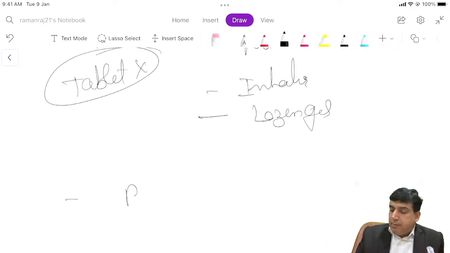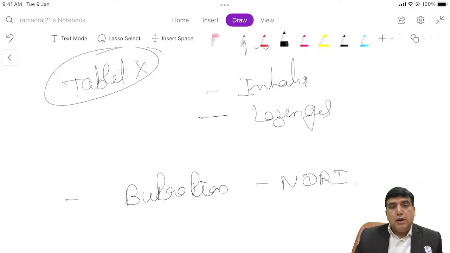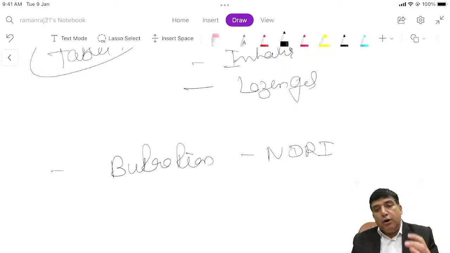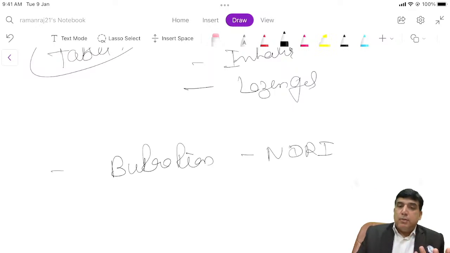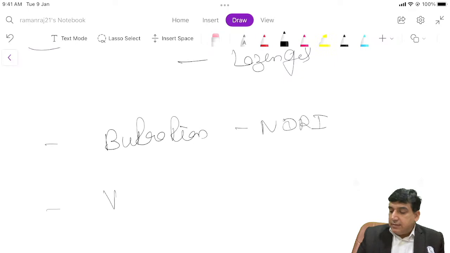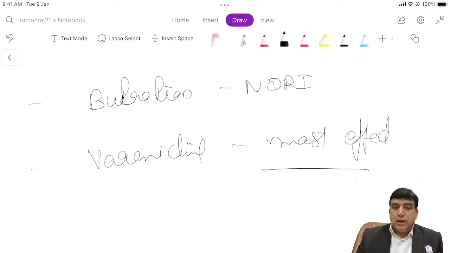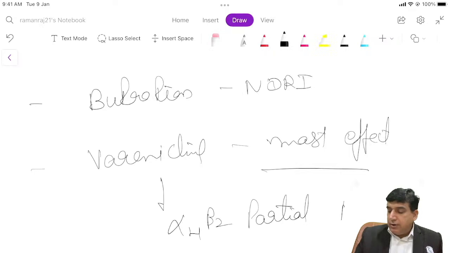And bupropion is an antidepressant. The mechanism of bupropion is a norepinephrine dopamine reuptake inhibitor. It basically increases the dopamine level. In the reward pathway, any substance we take, including nicotine, increases dopamine. So bupropion increases the dopamine level in the frontal lobe, and that's how it helps in smoking cessation. But varenicline is the most effective drug in nicotine dependence treatment. It is an alpha 4 beta 2 partial agonist.